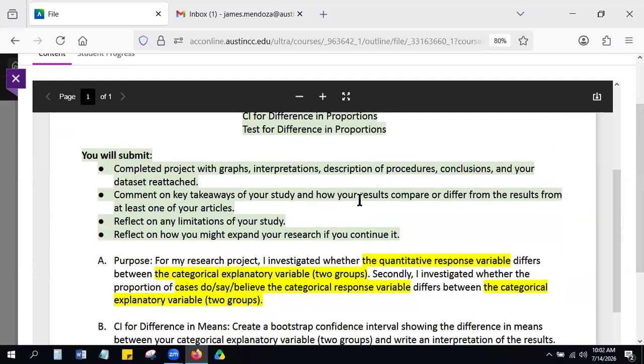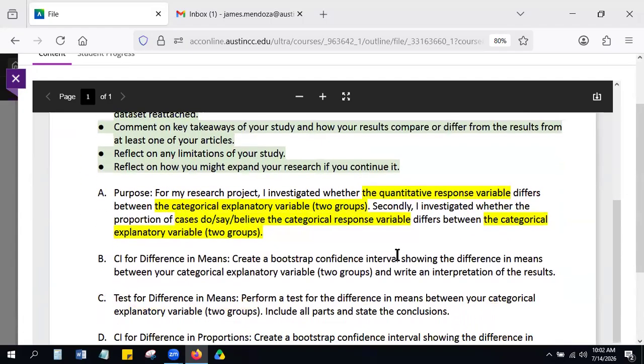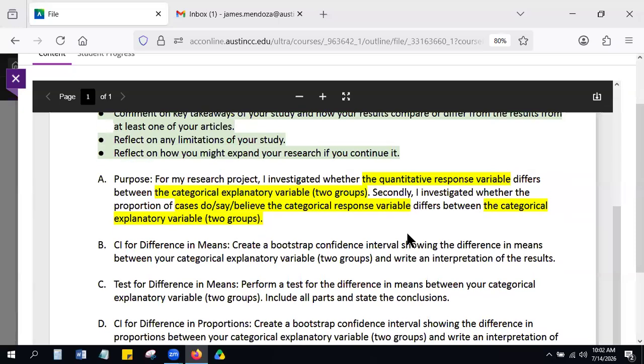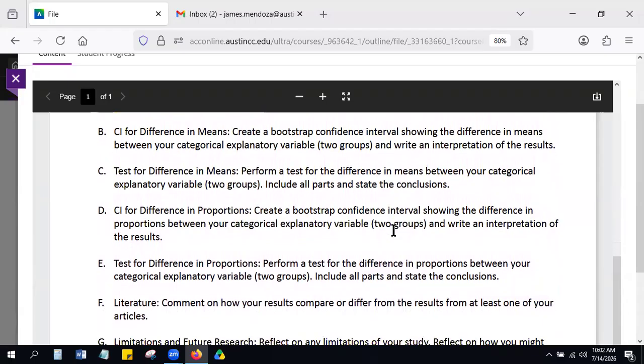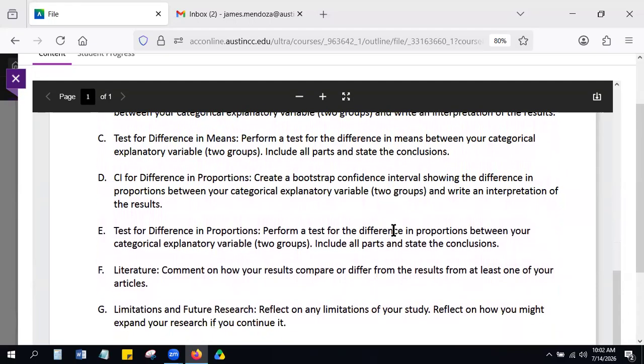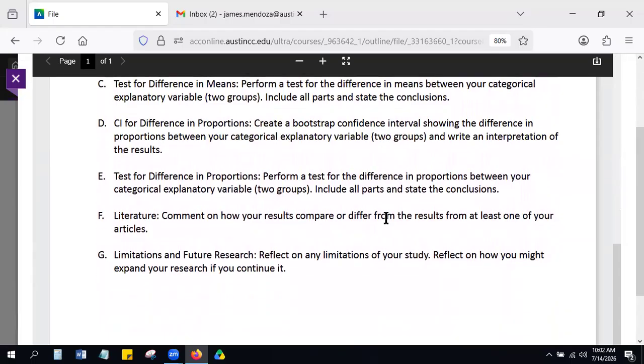Now, when you're done, you're going to submit something that looks like this, which is just a recap of what the purpose of your research project is. What were your variables? Who are you investigating? And then you're going to have your graphs, and with each of those, you'll do just short little interpretations, a lot like what you did in the homework, right? Interpretations of what the intervals suggest. Can we reject, or not reject, the null hypothesis?